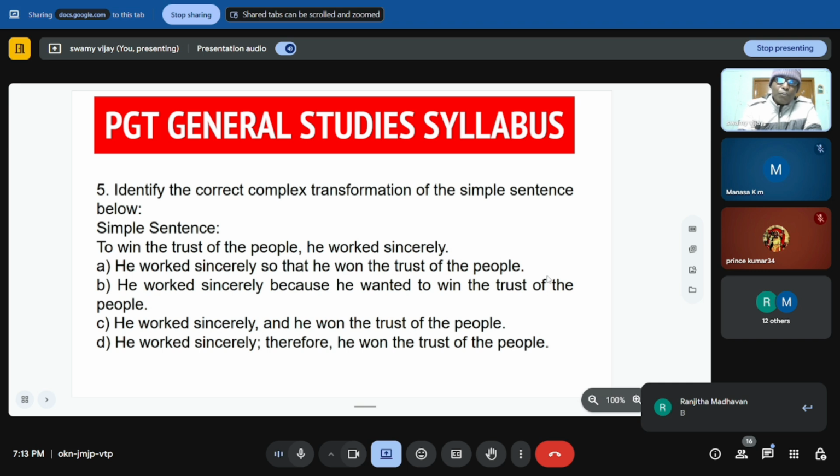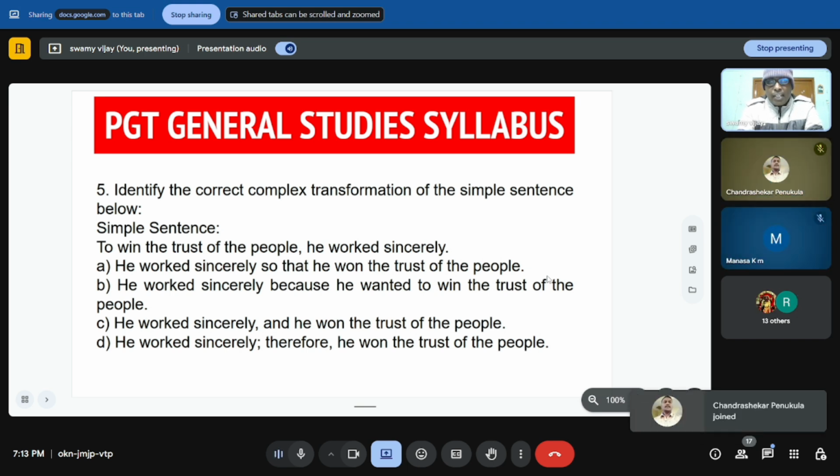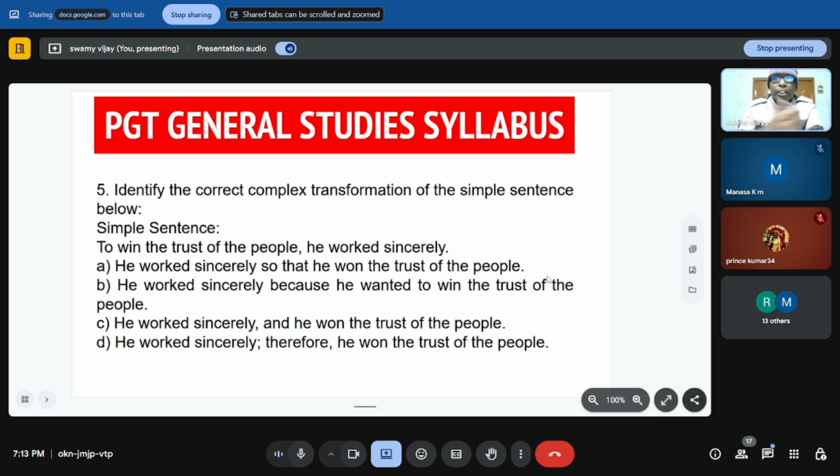Why are all of you sending only B as the right option? "He worked sincerely because he wanted to win the trust of the people." Why is it the only correct one? Let us analyze one sentence at a time. "He worked sincerely." Already we know that it is a main clause. Then, "that he won the trust of the people."